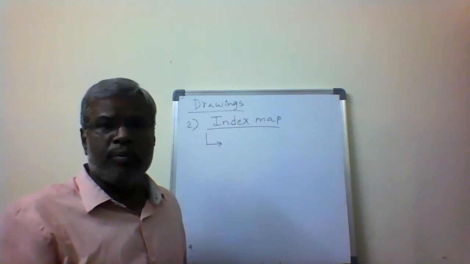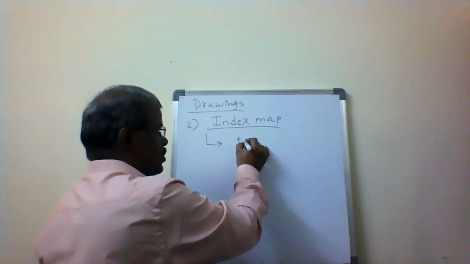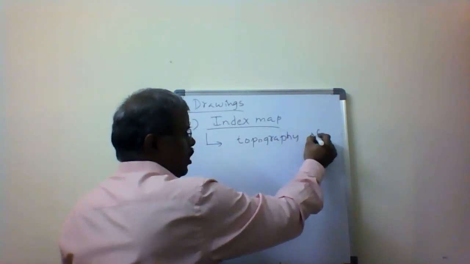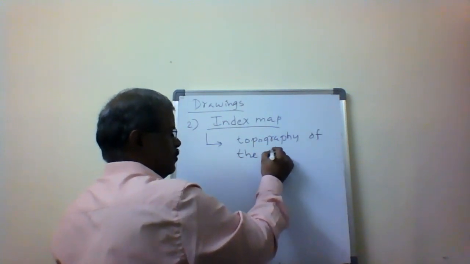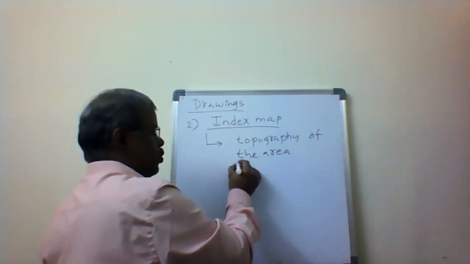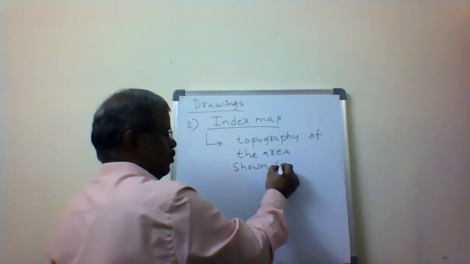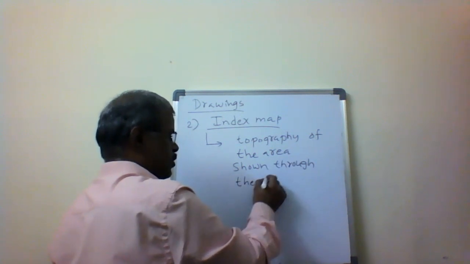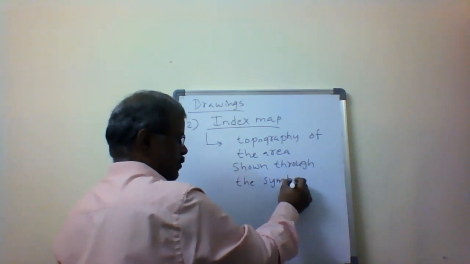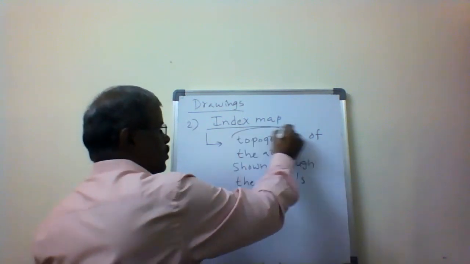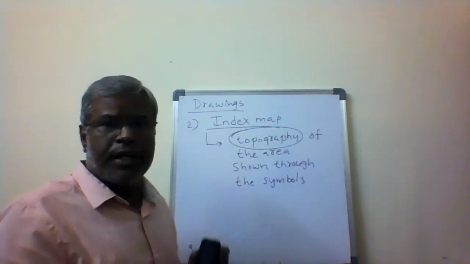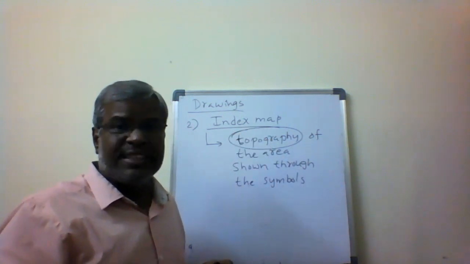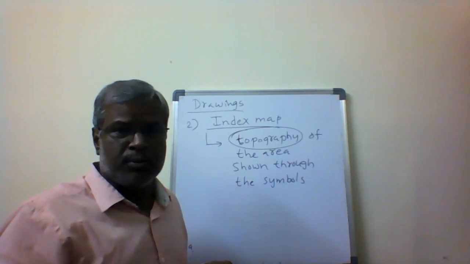So here the index is going to give us the topography. The index is going to be the topography of the area, the topography of the area shown through the symbols. That is what we call the index map.